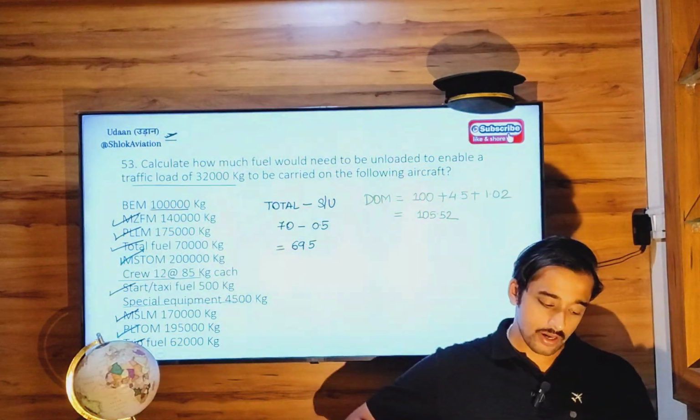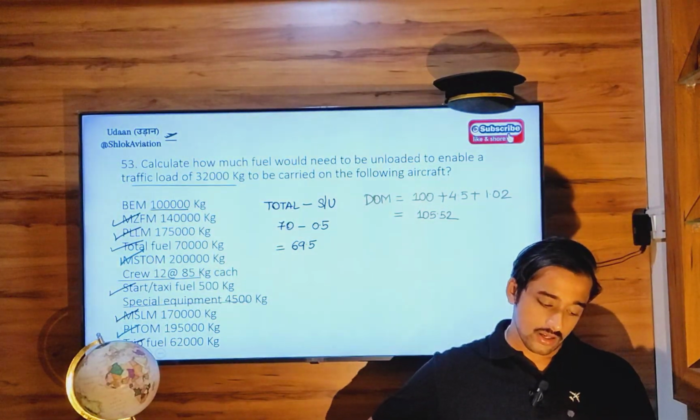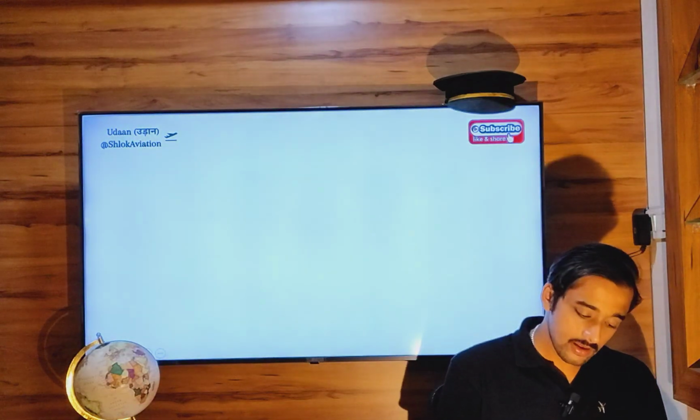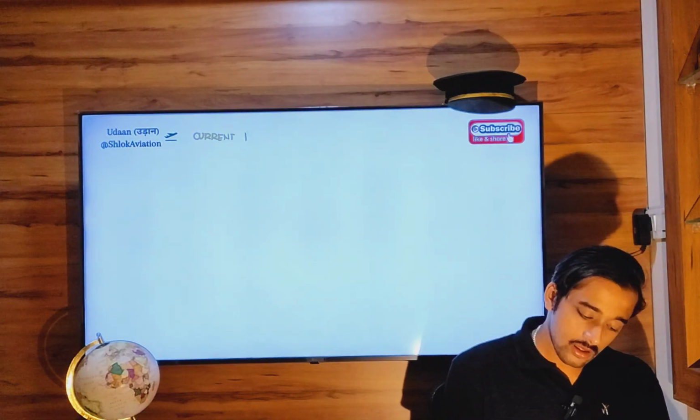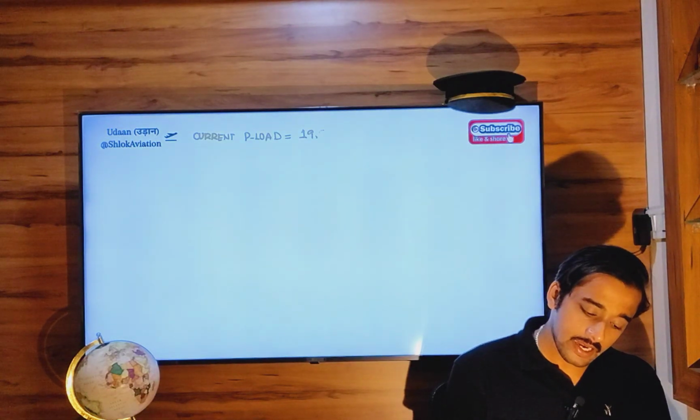Okay, 19.98. So now already in this aircraft we have a current payload or traffic load of 19,980 kg.